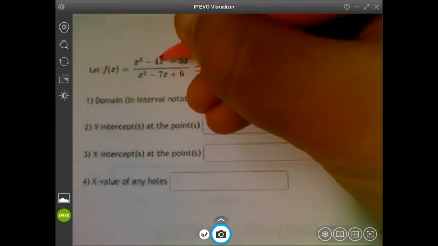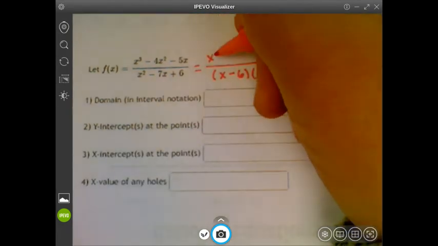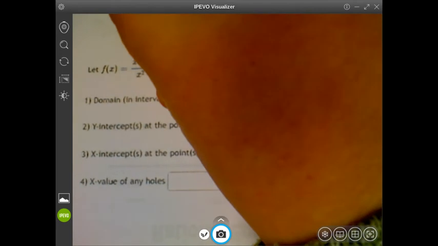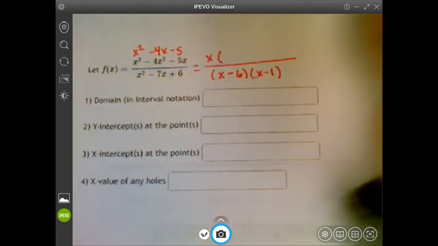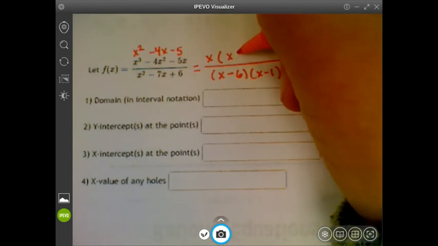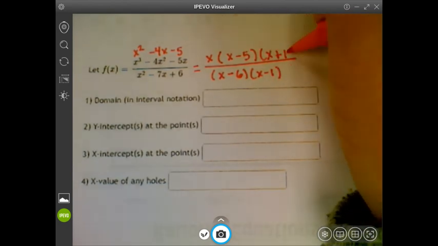The top, they all have an x in it. So this is an x cubed, but luckily they all have an x. So you can take out the x, and what's left over after you take out an x is an x squared minus 4x minus 5. And we can keep factoring that as x minus 5 and x plus 1.